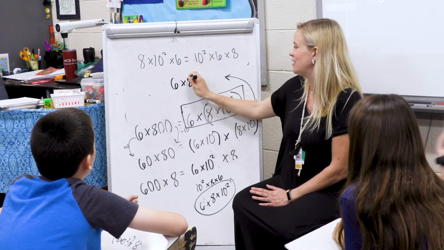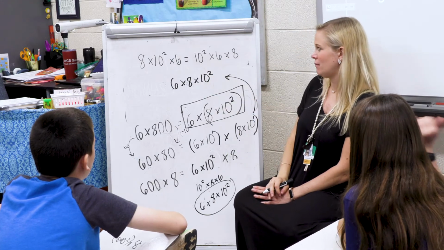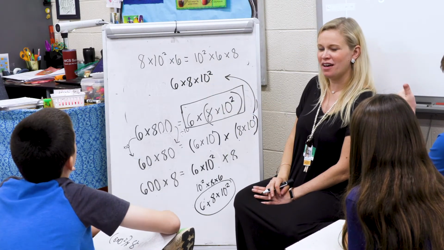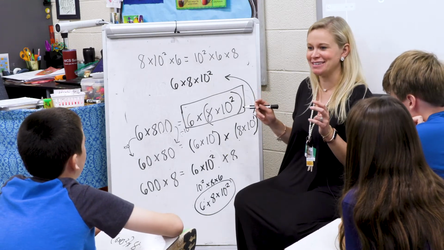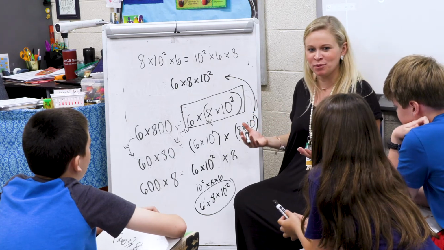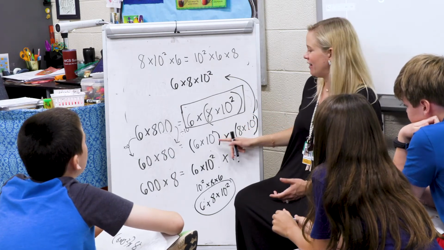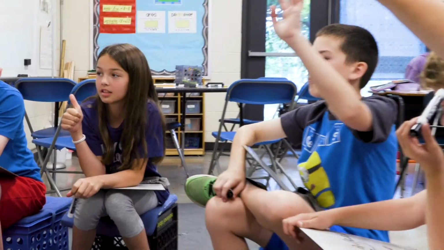6 times 8 times 10 to the second power. Can we do that? Yes. I'm trying to think of what Matthew said. Is that acceptable? Is that okay? Did we follow the rules? Yes. Why? Why can we do that? Why did Ella's strategy work there?